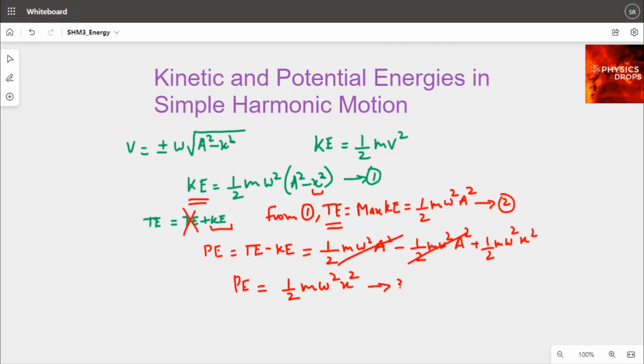This is equation 3. So from equations 1, 2 and 3, we can find the kinetic energy, total energy or potential energy of the system in terms of displacement.